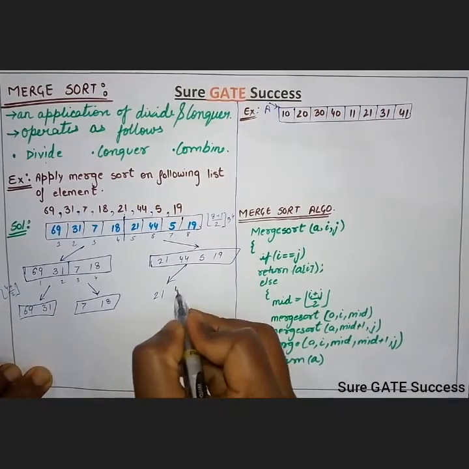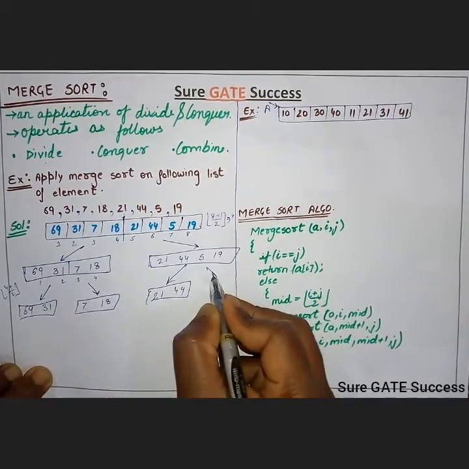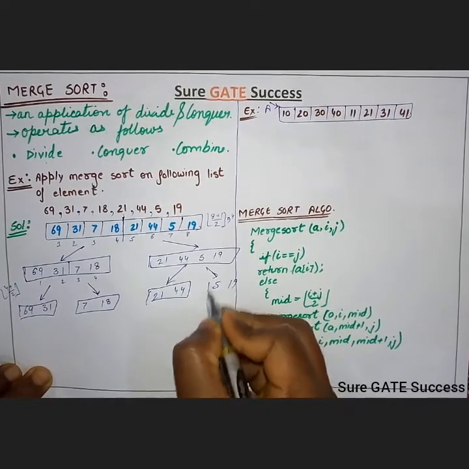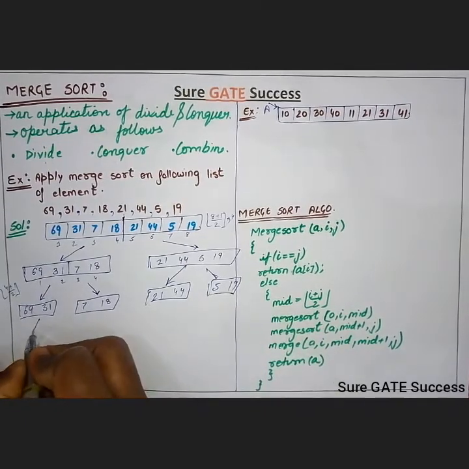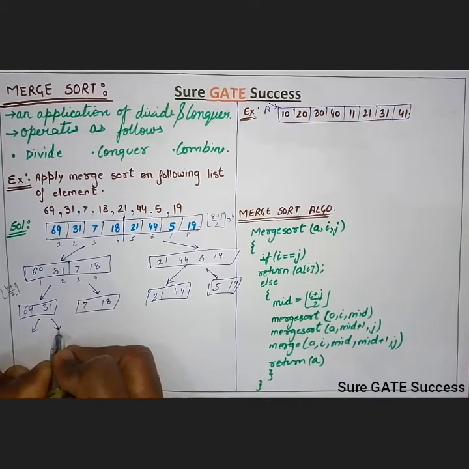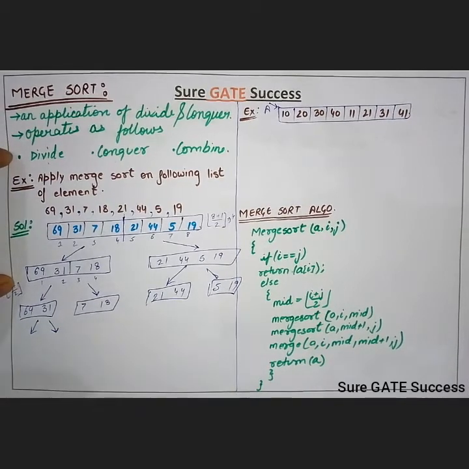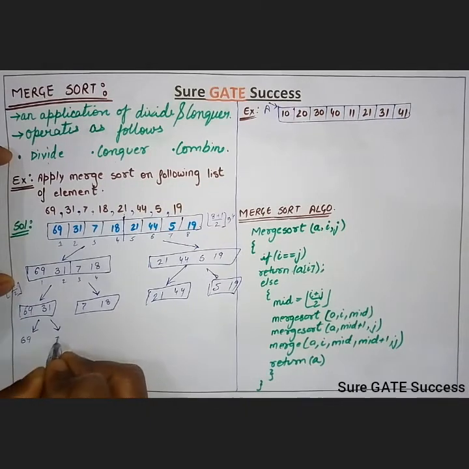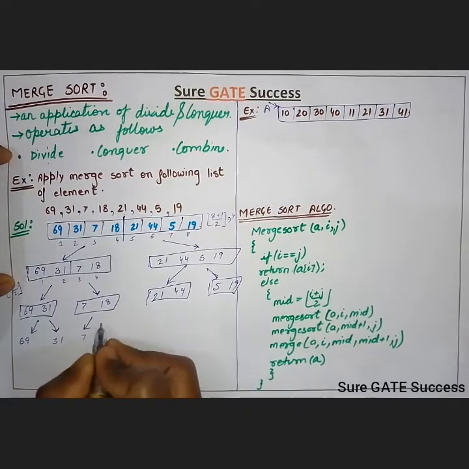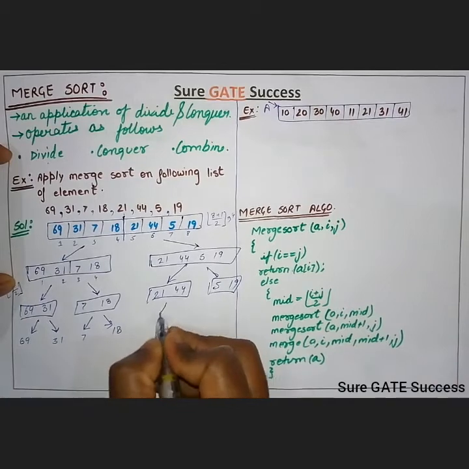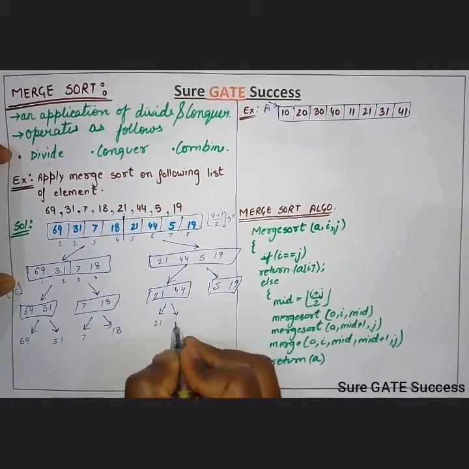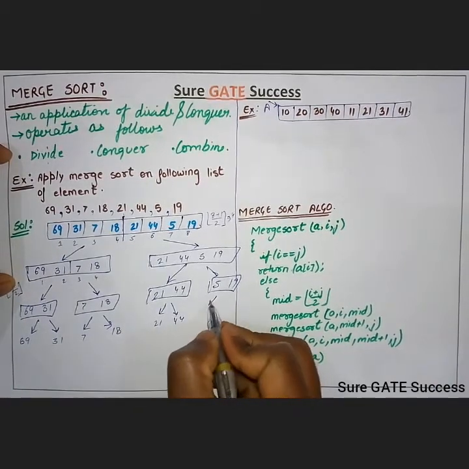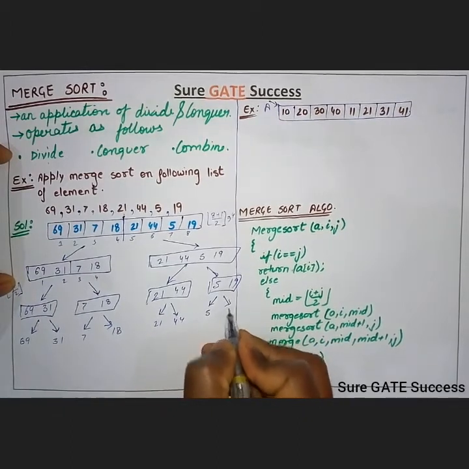Similarly here 21, 44, 5 and 19. We have to break down till the smallest element, and the smallest is what? 1 is the smallest size. So it will be 69, 31. Similarly here 7 and 18. Similarly here 21 and 44, 5 and 19.